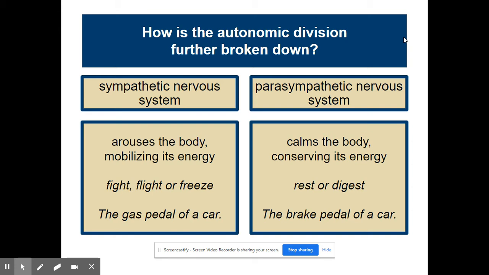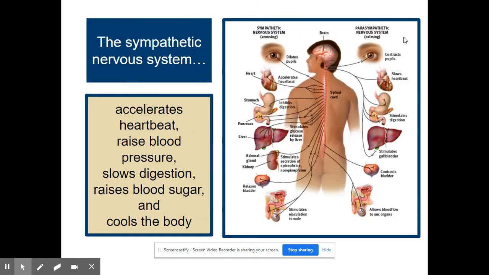The parasympathetic calms us down. It conserves our energy. It gets us rested. It digests. This is the slowing down of that car, the putting on the brakes. The sympathetic and parasympathetic work together to create what is called homeostasis, a balance, a steady internal state, known as opponent processing.